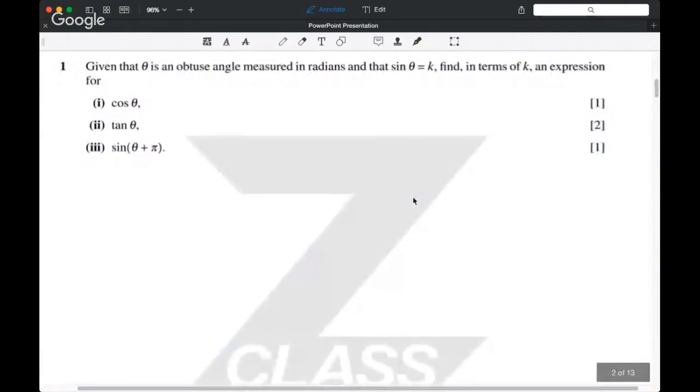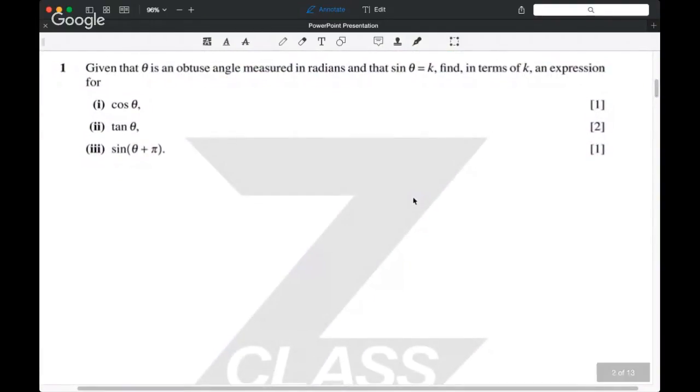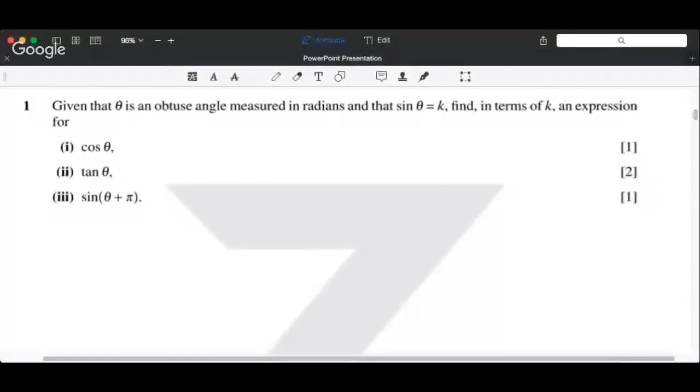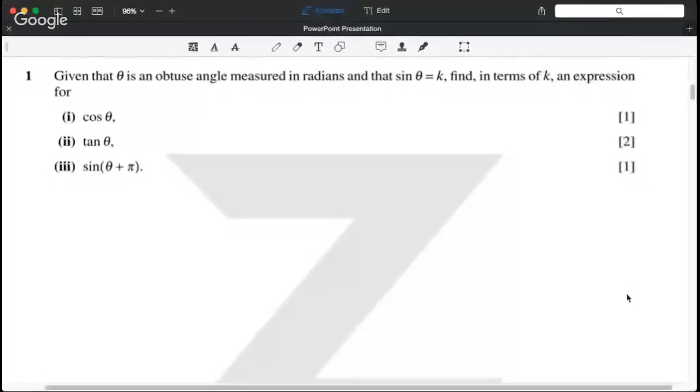Okay, so we're going to start out with some basic trig. All they're asking is that you understand how to apply the identities that are in your formula booklet. So you just have to use those exact ones. They've given you some letter to represent the sine of theta, and you have to now re-express basically all of these things in terms of sine of theta.